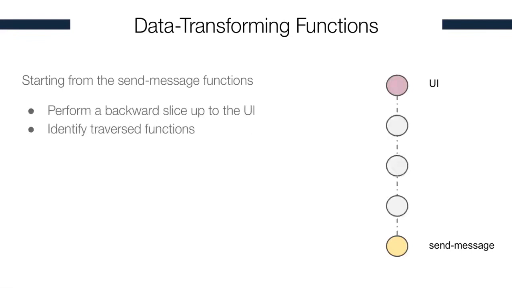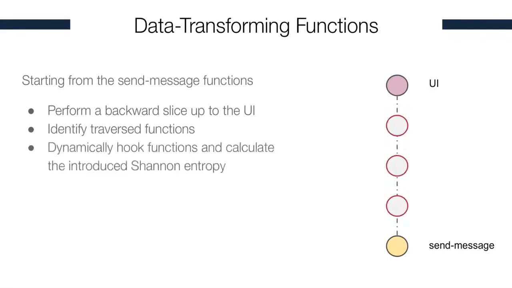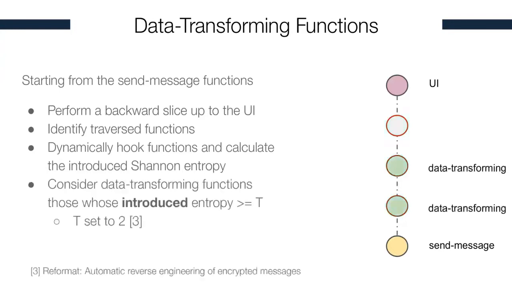And we identify all the functions that are traversed within this backward slice. Then we dynamically hook all the functions within this backward slice, and we calculate the Shannon entropy introduced by each of these methods. The methods which introduce entropy more than a certain threshold, we consider those methods as our data transforming functions. For our experiments, we use the threshold to be 2.